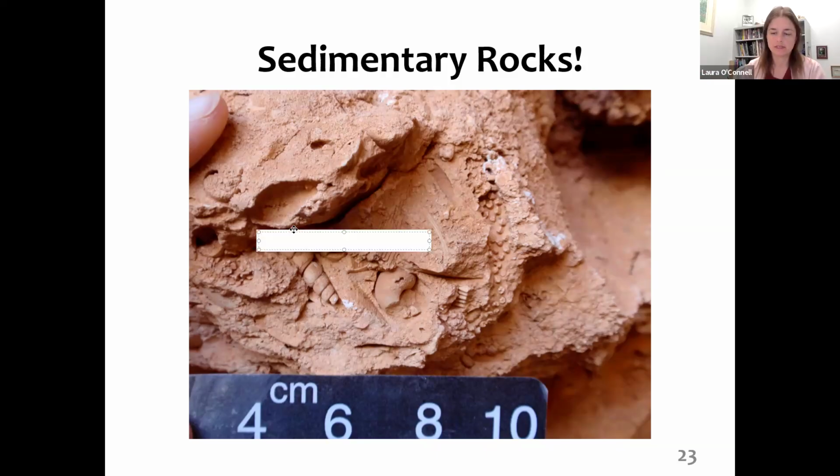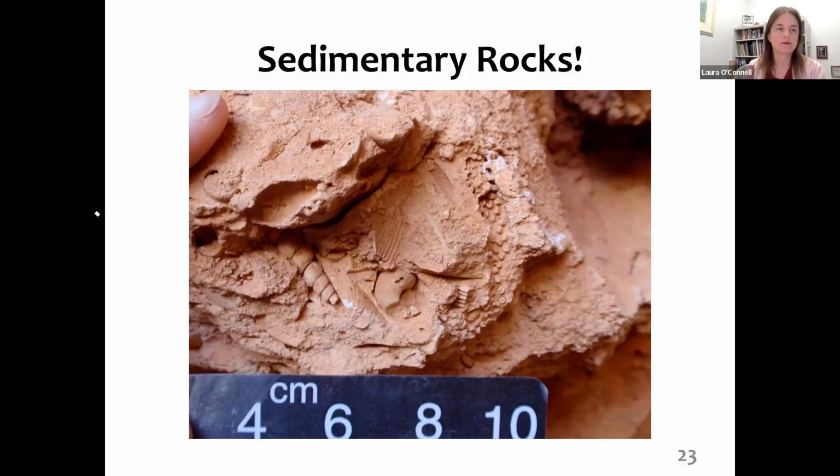Whoops, hold on. That's not the right thing. Move that over here. You can see these beautiful snail shells, like right here and right here. Also, these corals. That's neat. There's some fossils in this rock. Cool. Let me erase these guys.